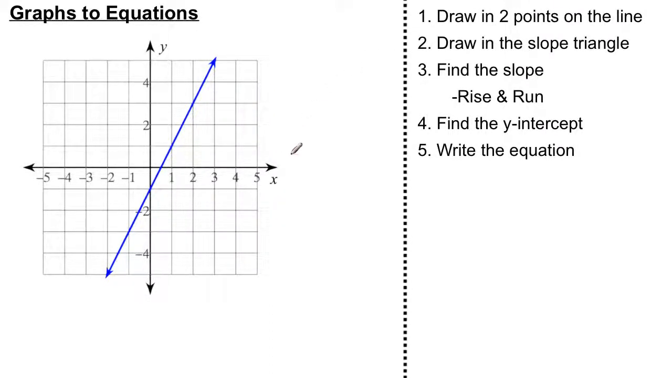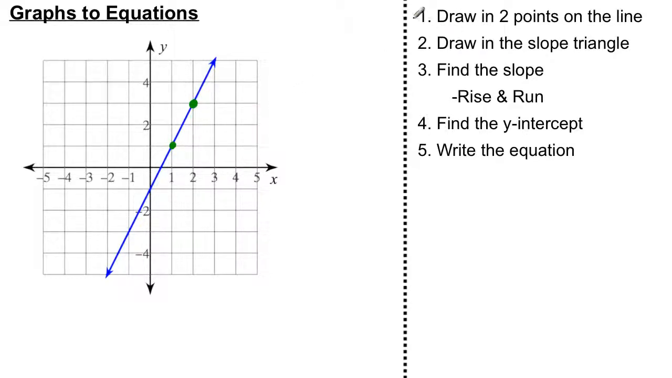Okay, in this video, we're going to take graphs and write equations based off of them. So the first thing we're going to do is draw in 2 points on the line. And we want to make it easy on ourselves. So find points that go through easily, right? So something like this point and this point. That's kind of what I see.